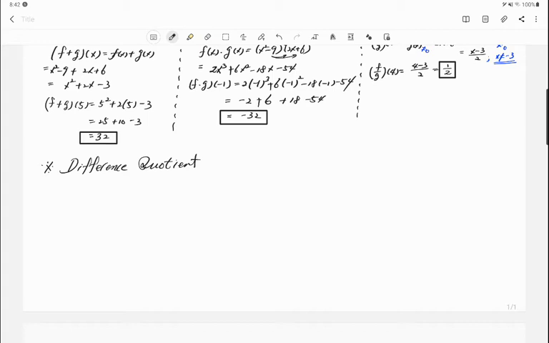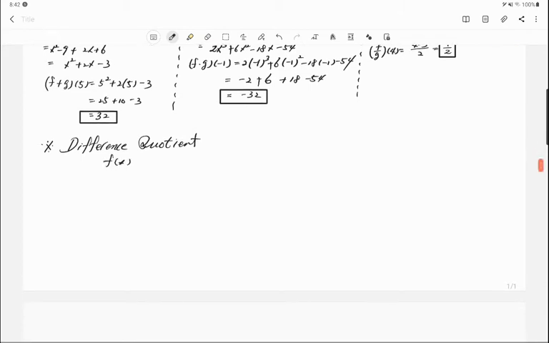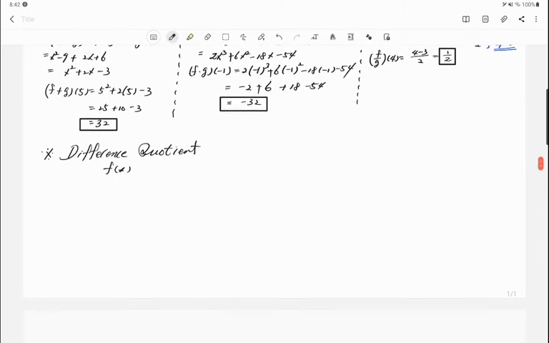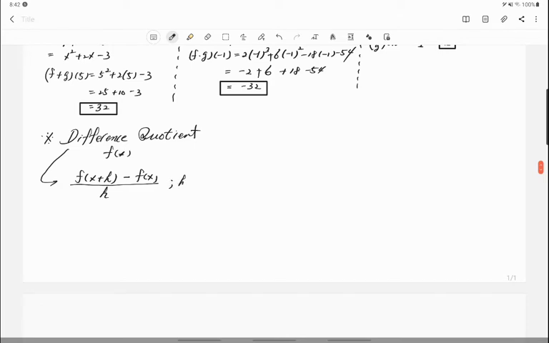Next definition is a difference quotient. Let's say there is a function f of x. We can write an expression like this: f of x plus h minus the function f of x. So x is replaced by x plus h, then divide by h. That is the difference quotient. And in this case, we know that the denominator cannot be equal to 0, right?